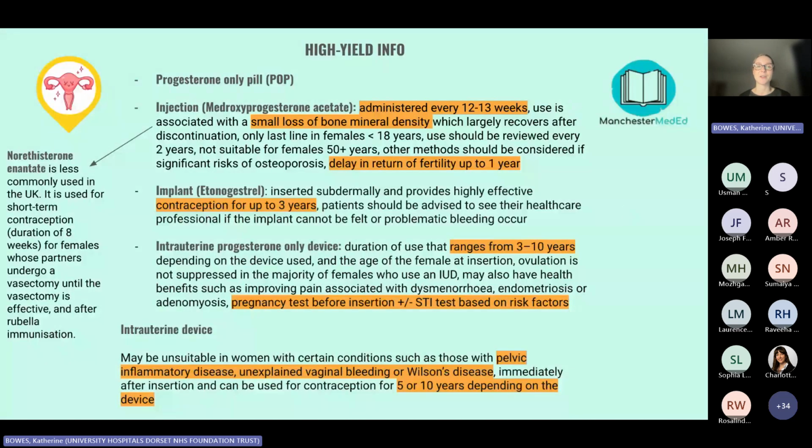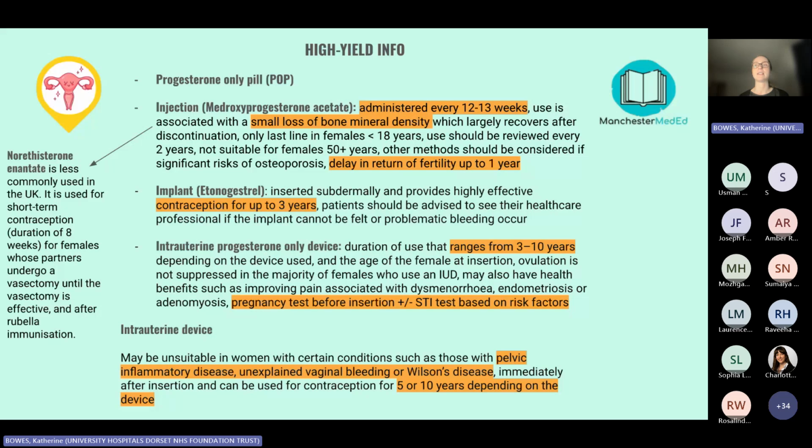Okay, so a little bit more about progesterone-only contraceptives. We talked about the progesterone-only pill very briefly. We've also got the injection that I mentioned. So for the PSA, I would learn the name of the contraceptive depot. Medroxyprogesterone acetate is the common one that we use in the UK, and then you can just type that in when you're prescribing and it saves you a lot of time. So that's given every 12 to 13 weeks, like I said.